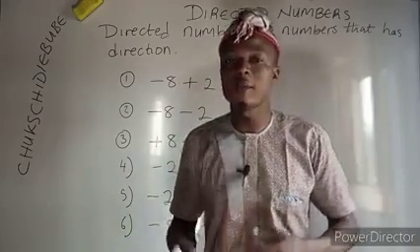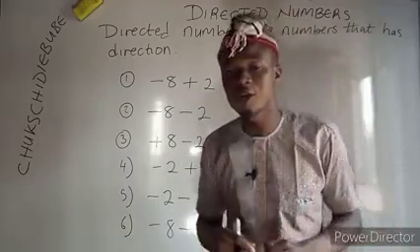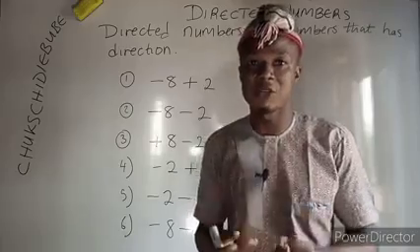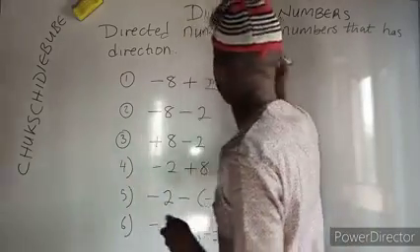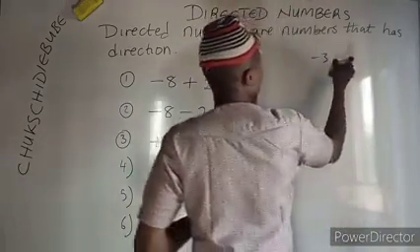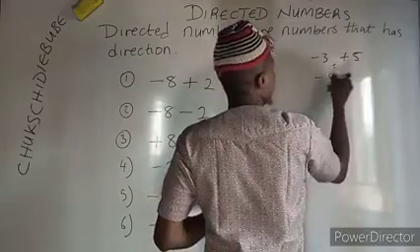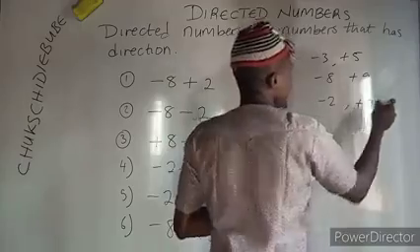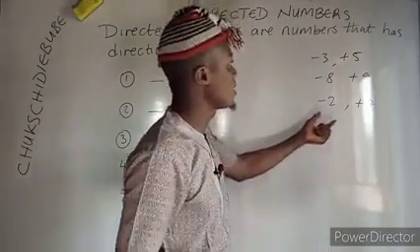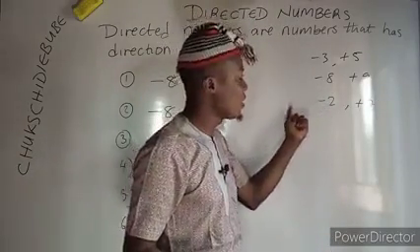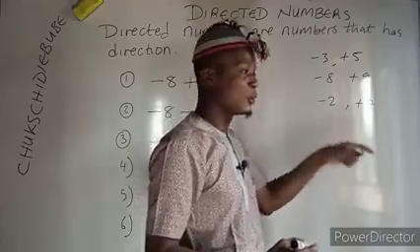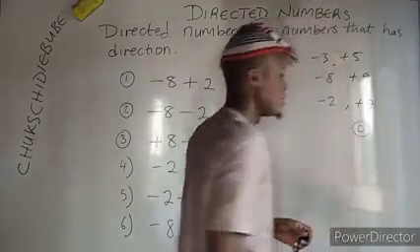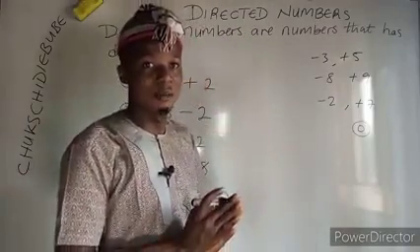Alright? So when you talk about all these directed numbers, I want you to understand that directed numbers are those numbers that have direction. So numbers like minus 3, plus 5, minus 8, plus 9, minus 2, plus 7, etc. All these numbers are known as directed numbers because they have direction either to the negative or to the positive. But a number like 0 is not a directed number because 0 is a neutral number.